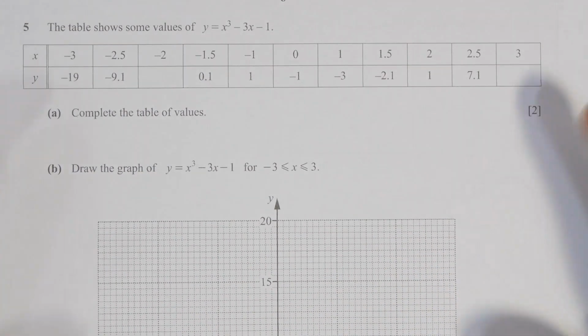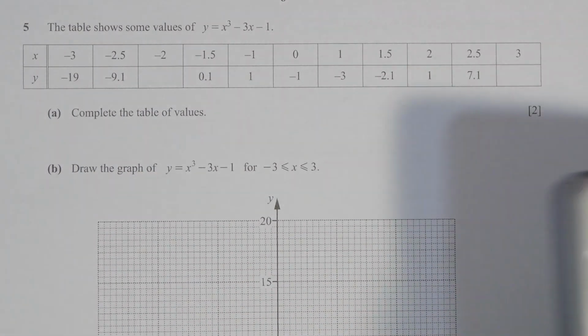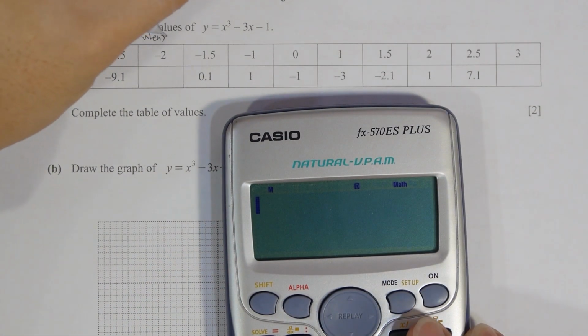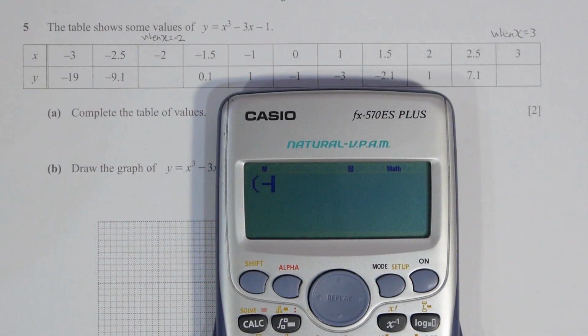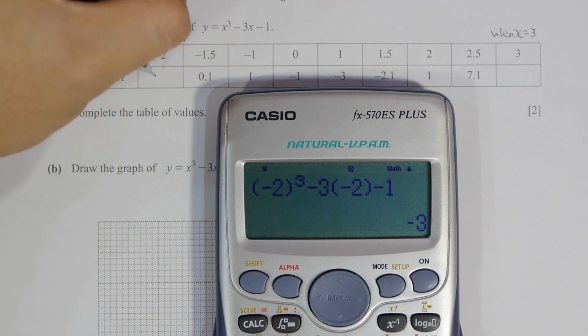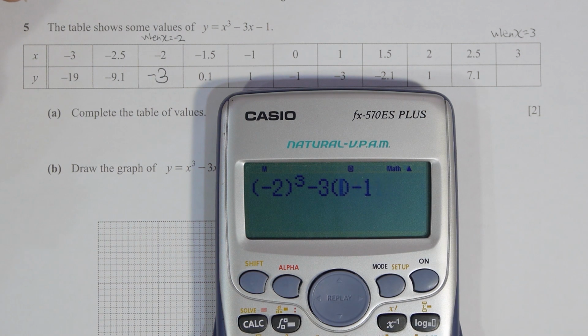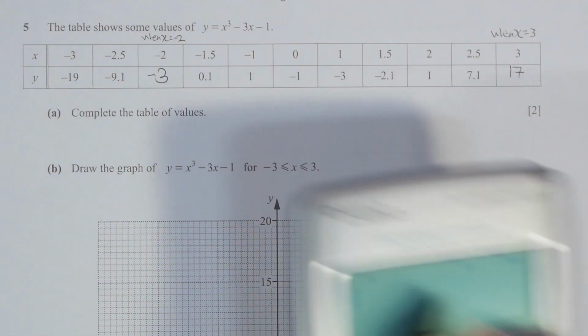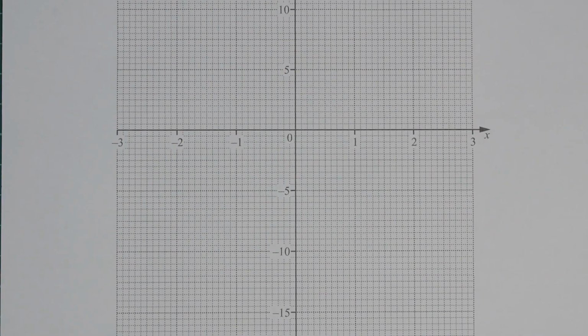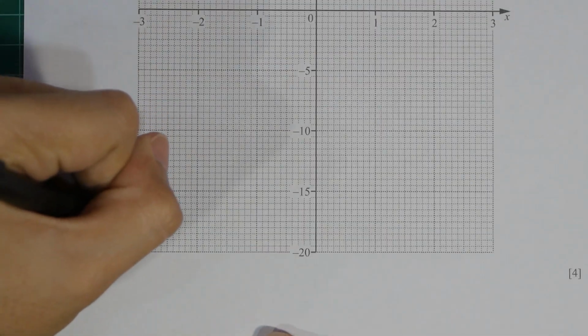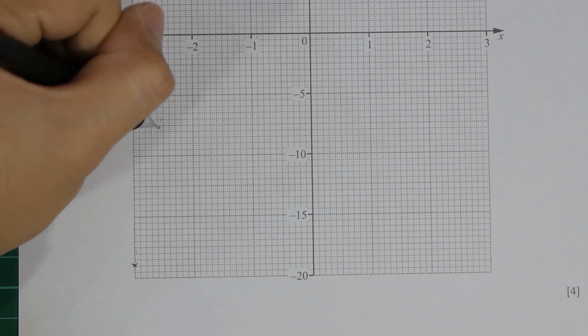For question 5, pretty straightforward. Simply substitute when x value is negative 2 and 3 into the formula, and you get the y results as negative 3 and 17. So with the two coordinates completed, we can now draw out the curve as shown below.